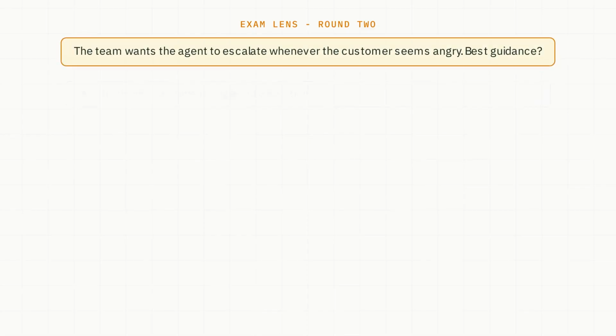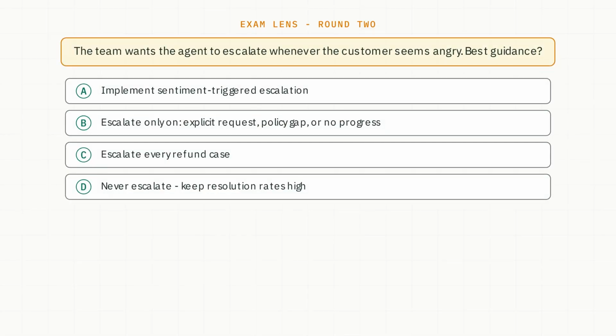1 more lens, because this scenario anchors the crown domain. The team wants the agent to escalate whenever the customer seems angry. Options: implement sentiment-triggered escalation, escalate only on explicit request, policy gaps, or lack of progress, escalate every refund case, or never escalate to keep resolution rates high.